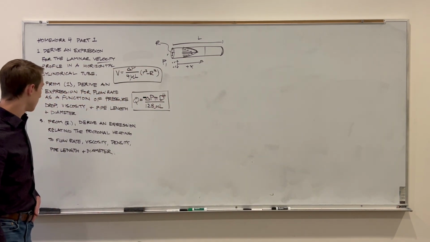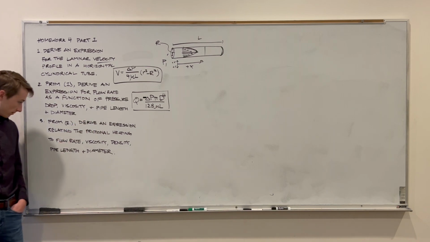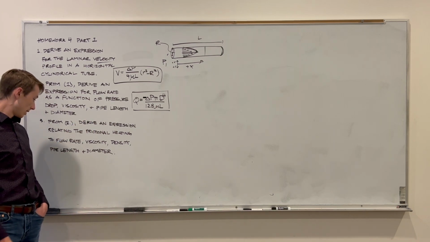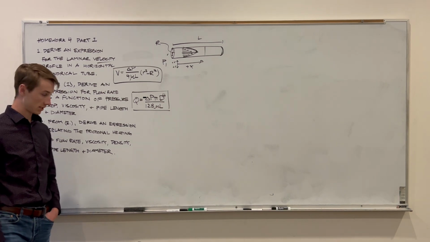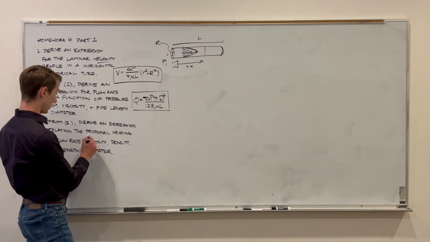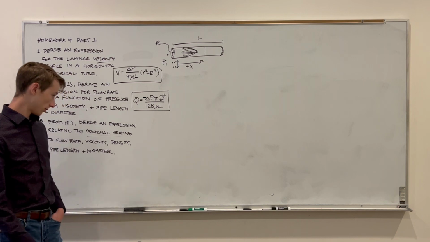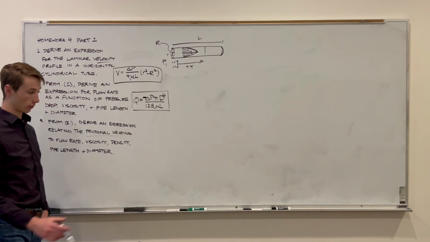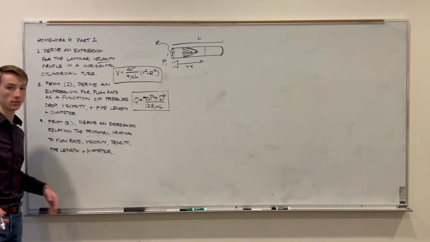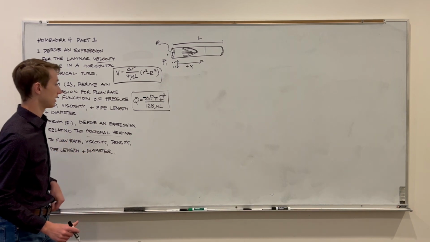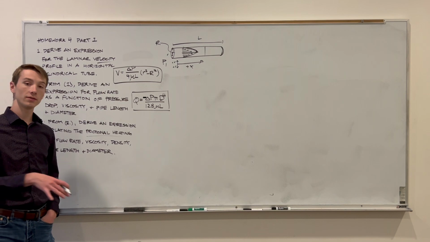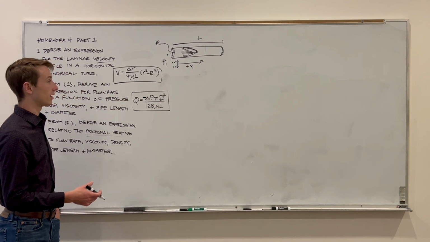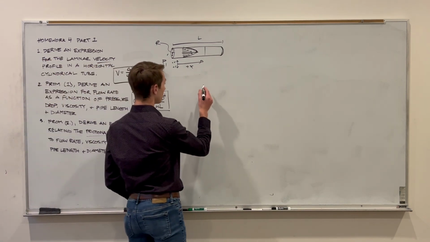Okay, number 3. From number 2, derive an expression relating the frictional heating to flow rate, viscosity, density, pipe length, and diameter. All right, so we're introducing a new concept here, frictional heating. And frictional heating, we're going to describe using Bernoulli's equation. We're actually going to use Bernoulli's equation to kind of force all this question together. So, we've derived Bernoulli's equation in a previous video. I'm going to go ahead and rewrite it on the board so that we can remember.